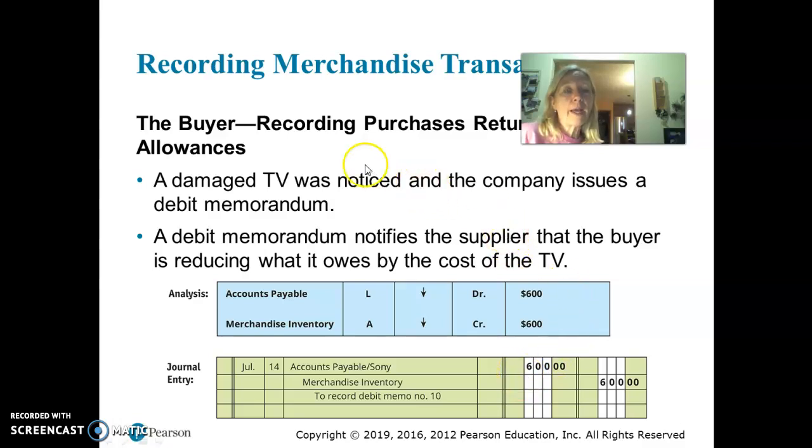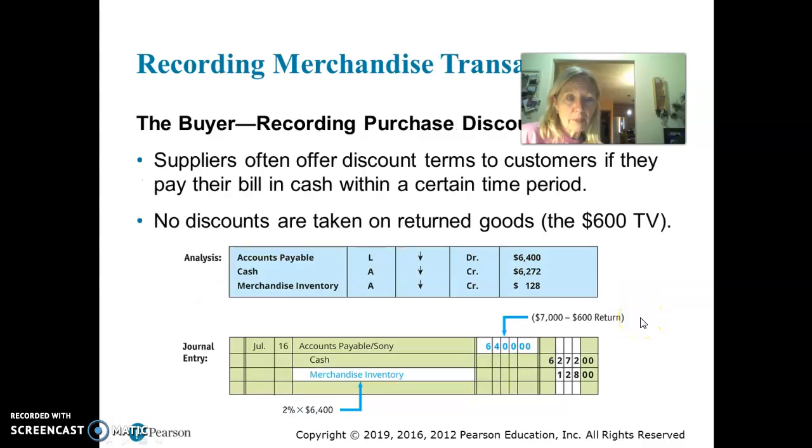So that is when it is a purchase return and allowance. You bought it from Sony. It's broken. Sony has to give you a debit memorandum, debits your accounts payable, so you owe less, and credit your merchandise inventory because you're not going to have that to sell. Okay, here's that purchase discount. Going through this kind of fast, so you're going to have to look in the book and pay close attention to this because it's a little confusing.